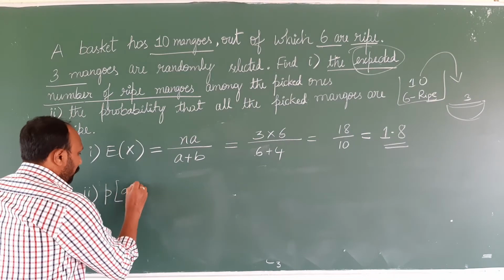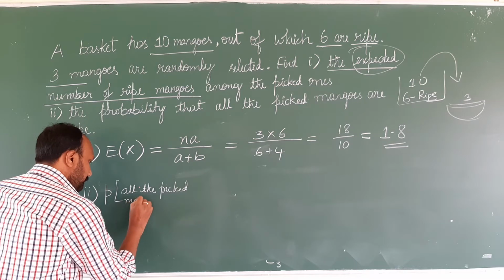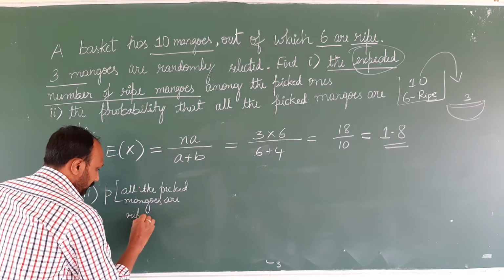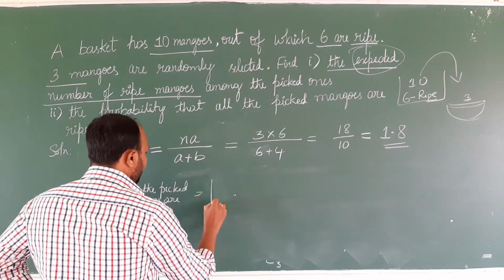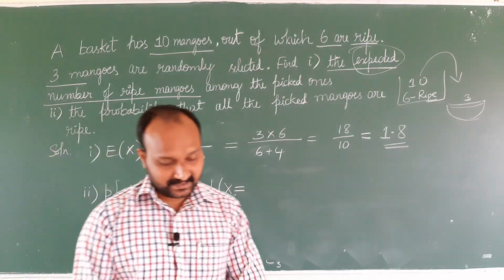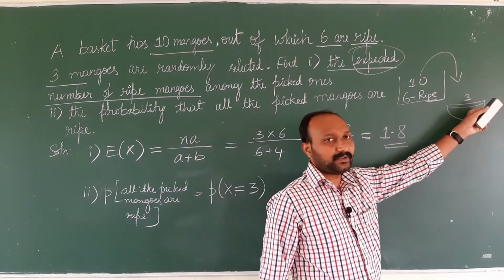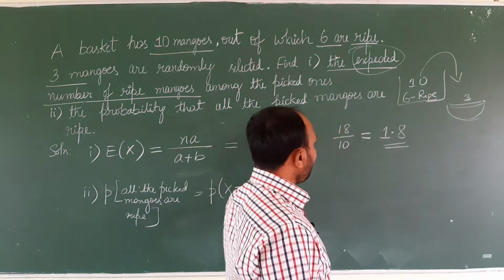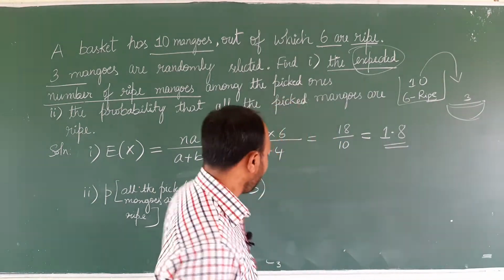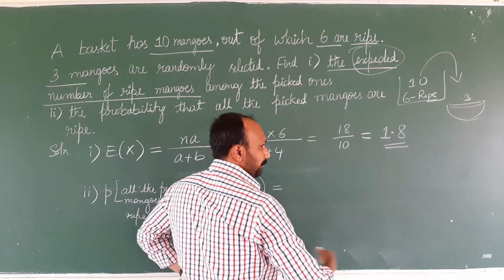Probability that all the picked mangoes are ripe, that is probability of x equals, what will be the value of x? x is equal to 3, correct? In the sample, how many mangoes are there? Only 3. So we need to find the chance that all the 3 picked mangoes are ripened. That is probability of x equal to 3.